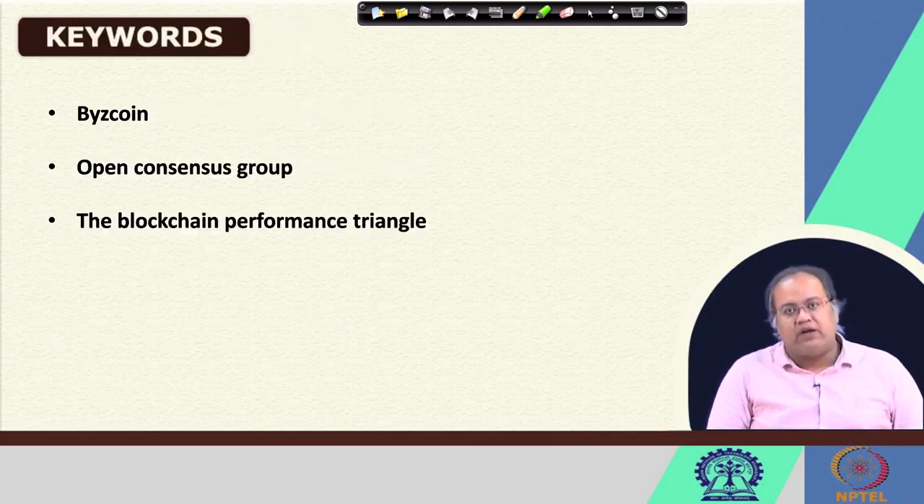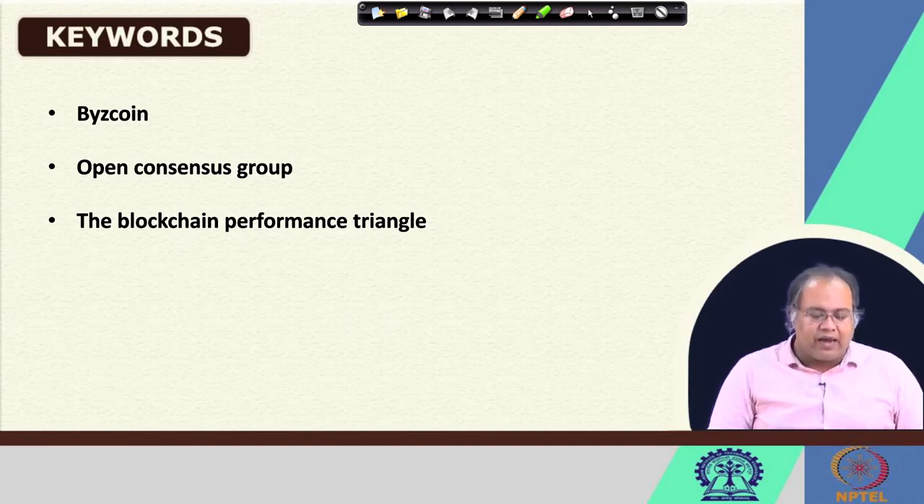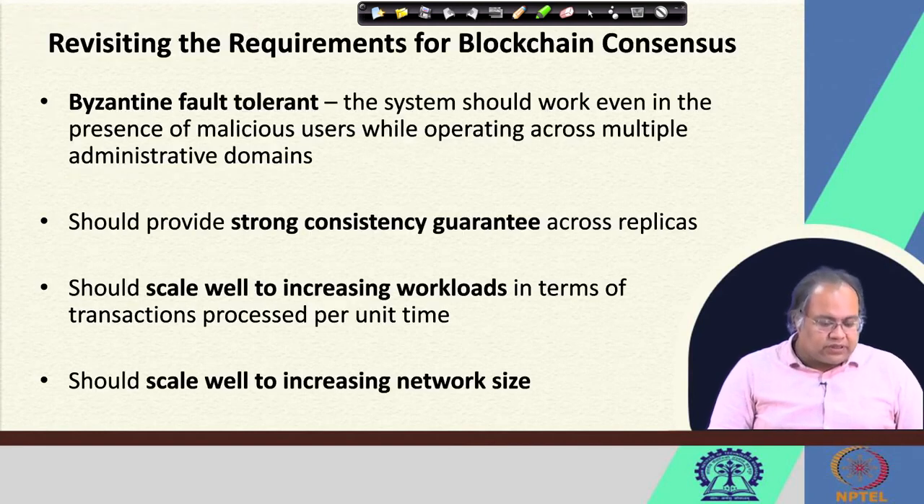So, these are the keywords for today's lecture. ByzCoin, we are going to talk about this specific mechanism. We are going to learn about something called an open consensus group, what is meant by open consensus group and how we can develop an open consensus group. And finally, we are going to learn something interesting which is called the blockchain performance triangle, and the different kinds of trade off that we have while designing a scalable blockchain architecture.